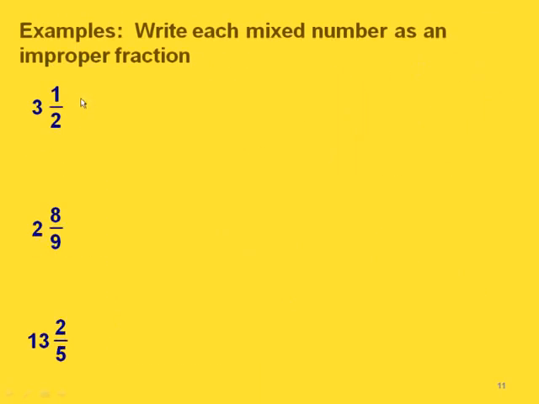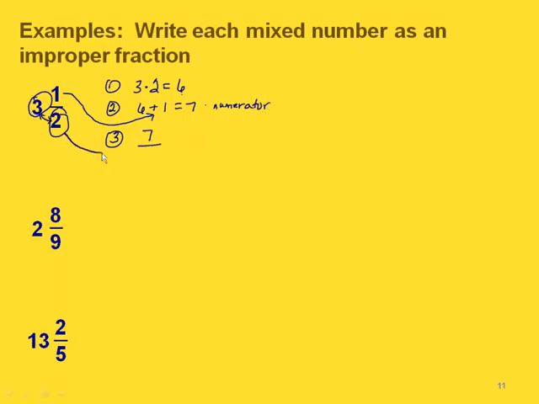Okay, let's look at some examples of this. So we have the mixed number 3 1/2. Our first step is to multiply the whole number part and the denominator of the fraction. So that gives us 3 times 2 equals 6. So that was our first step. Our second step is to take the number that we got here, the 6, and add it to the numerator from our mixed number. So we have 6 plus 1 equals 7. The third step is to write this as our improper fraction. So this is going to be our new numerator.